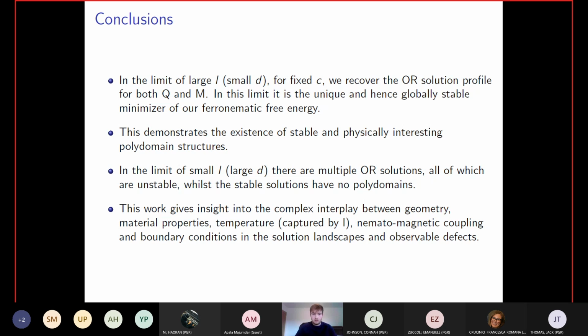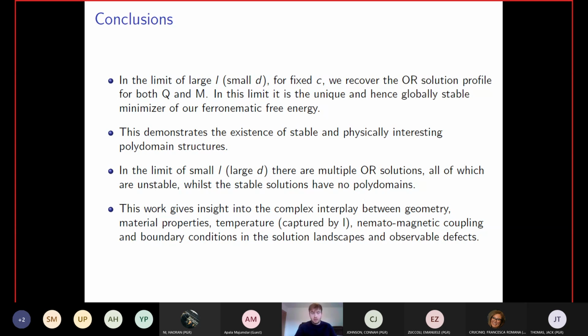And I should say that geometries on the nanoscale aren't currently realizable experimentally, but advances in nanotechnology mean this should be possible, and so this is still relevant work. Whilst on the currently more physically realistic limit of small L or large d, so for geometries on the micron scale, we see there are multiple OR solutions, all of which are unstable, whilst the stable solutions are monodomains, and so they have no nematic and magnetic domain walls.